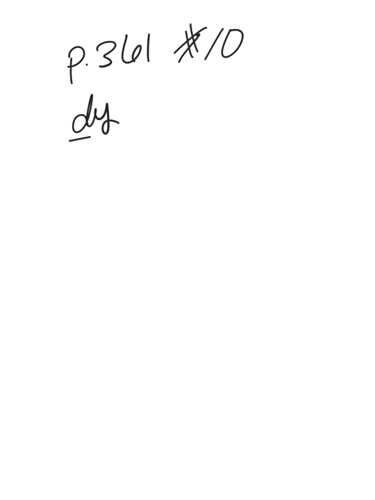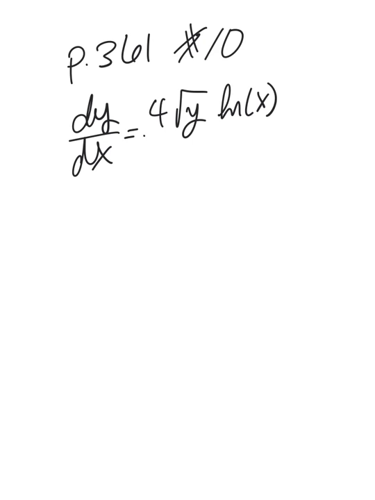Okay, Andrea, this was the one that you specifically asked for on page 361, number 10. It gave you this differential equation, dy/dx equals 4 times the square root of y times natural log of x over x. And they gave you the initial condition, y equals 1 when x equals e.